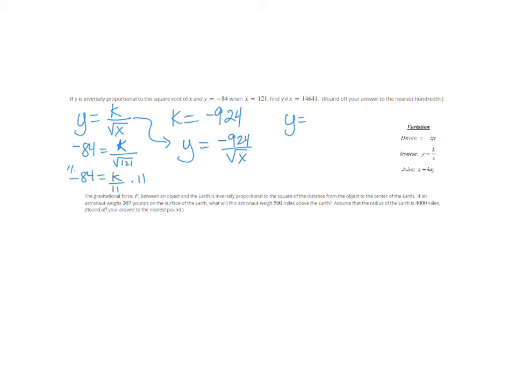Y equals negative 924 over the square root of 14,641. Okay, I said they were nice. I know that's crazy, but in all honesty, that's a perfect square root. So it actually comes out very nice. The square root of that 14,641 is 121. So then all you're going to do is type that in your calculator and get a decimal value for that. They ask us to round to the nearest hundredth.